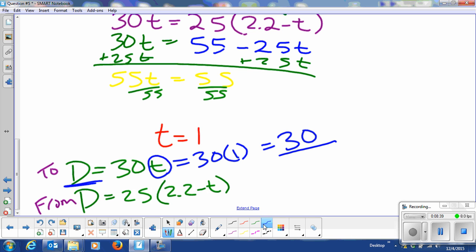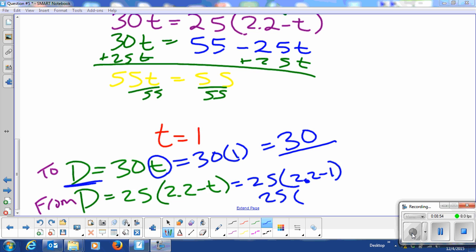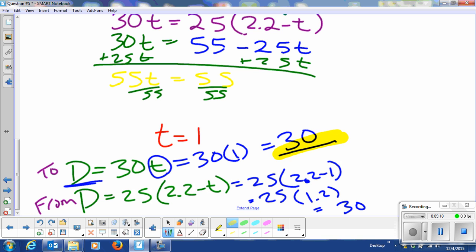And then down here, it should be the same thing, because remember, the distance to the zoo and from the zoo should have been the same, but it's a good double check. So 2.2 minus 1 will be 1.2, and 25 times 1.2 is 30. So to answer the question, what was the distance traveled to the zoo? The answer is 30 miles. And a good check was that it was also 30 miles coming from the zoo.